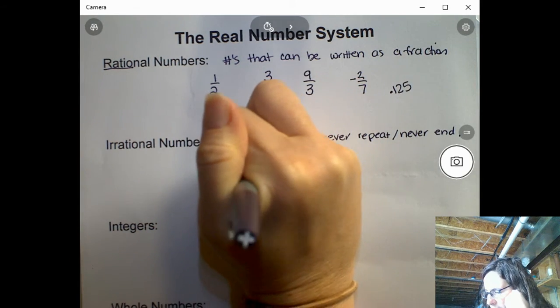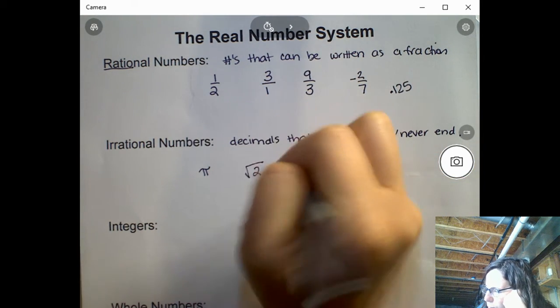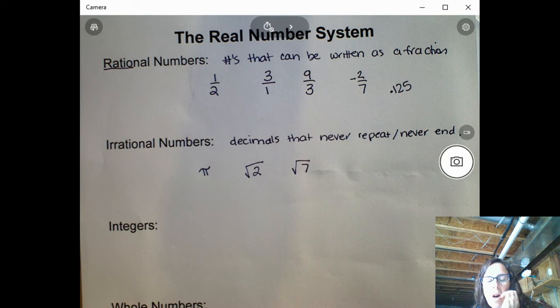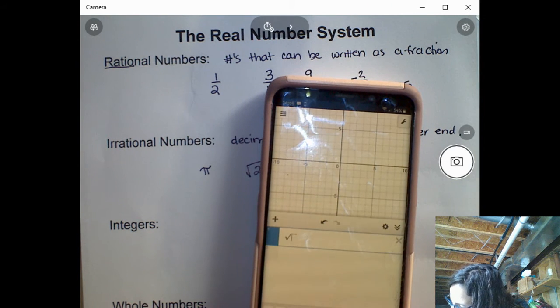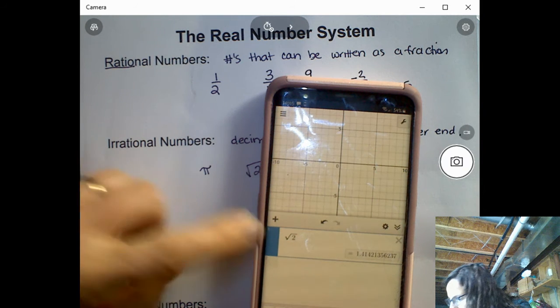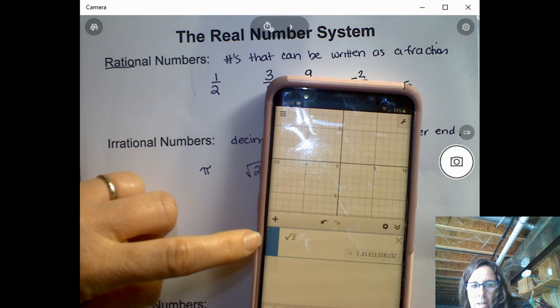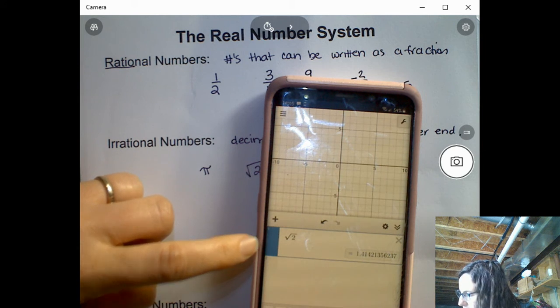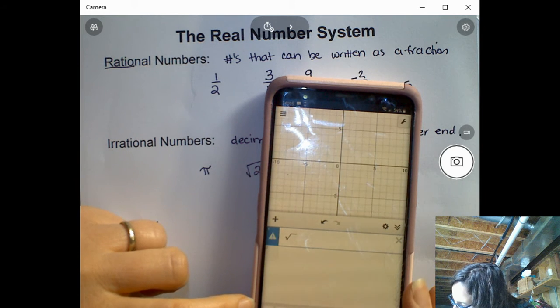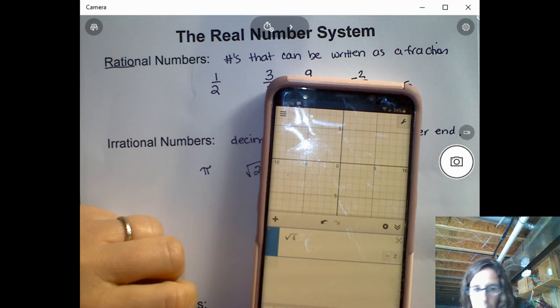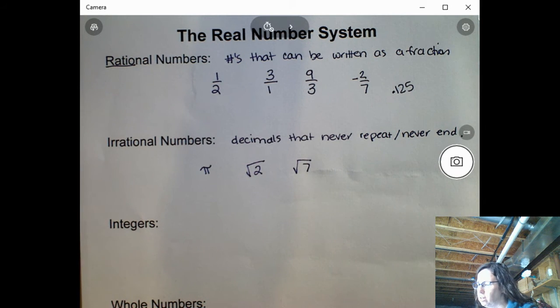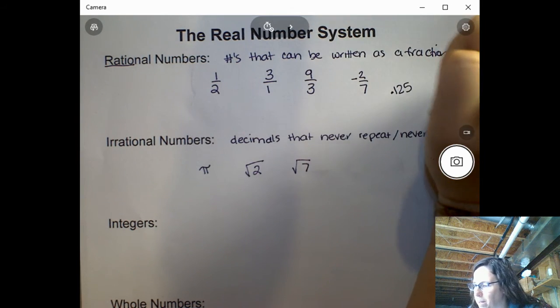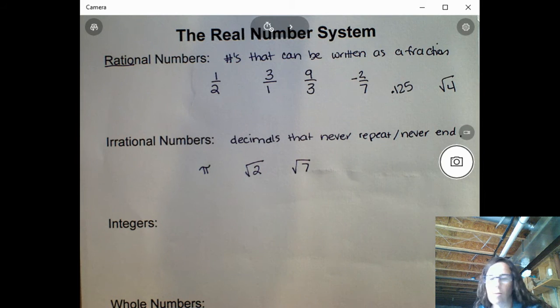The square root of a number like 2 or 7, those are irrational numbers because they never repeat and they never end. And if you look in Desmos, if I type the square root of 2, it gives me this decimal here, but I don't have the option to turn it into a fraction on this side because it is an irrational number, as opposed to, for example, the square root of 4, which is a whole 2. Okay? All right. So that's irrational numbers. And just in rational, you could put something like the square root of 4 because that's a rational number.